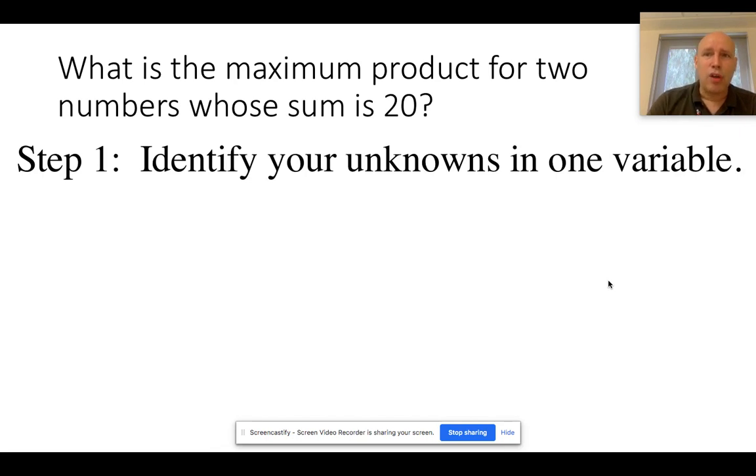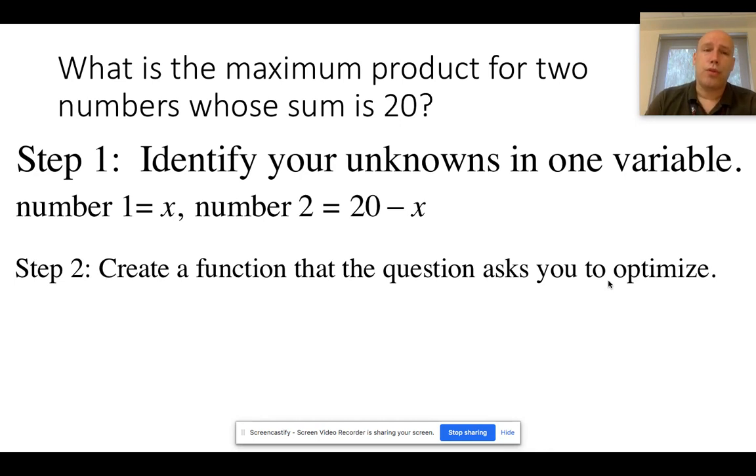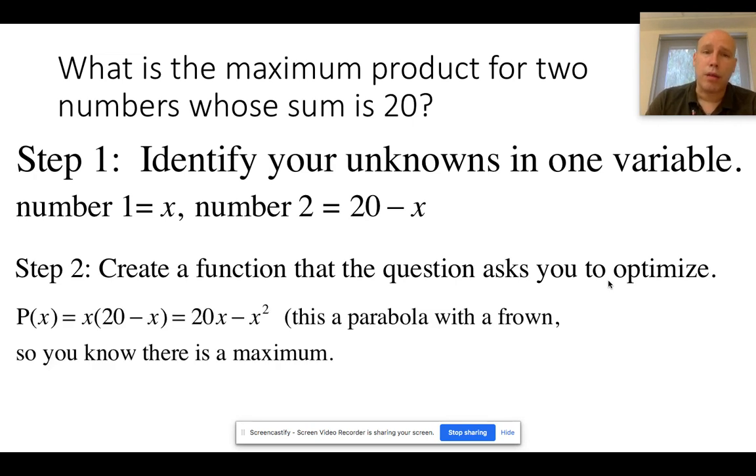First, identify your unknowns in one variable. Well, the first number is going to be x, and the second number, therefore, is going to be 20 minus x. Step 2, create a function that the question asks you to optimize. Well, we're looking to maximize the product, so the product is x times 20 minus x, which equals 20x minus x squared. We know this is a parabola with a frown because of the negative in front of the x squared, so we know there's going to be a maximum.